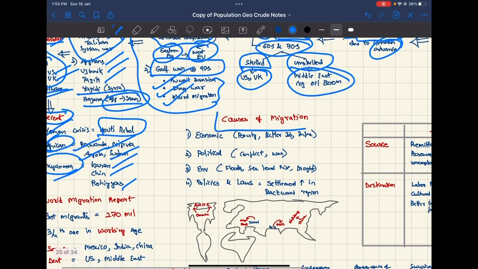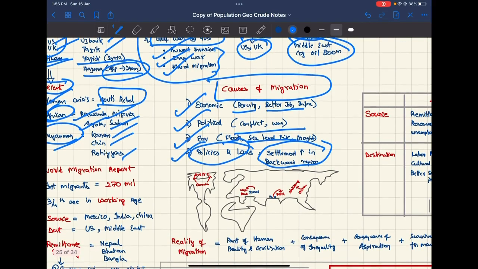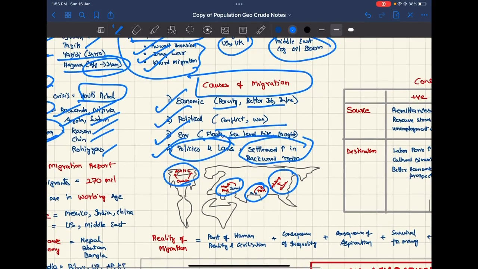Now, what are the causes of migration? There are economic causes like poverty and better jobs, political causes like conflict and war, environmental causes like floods and sea level rise, and policies and laws like increased settlement in backward regions. This can be seen in China to Xinjiang, Pakistan to POK, Israel to the West Bank, and Canada to the Arctic.